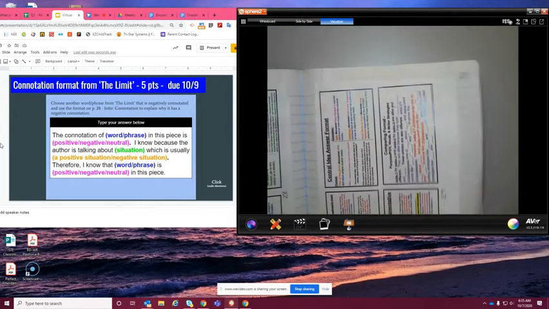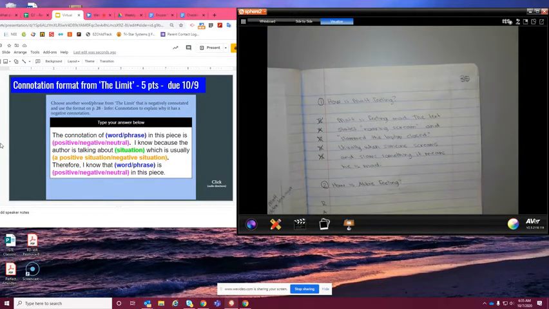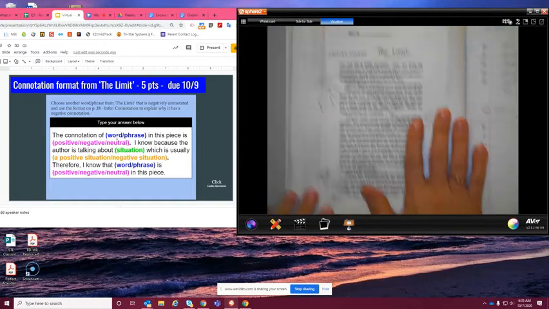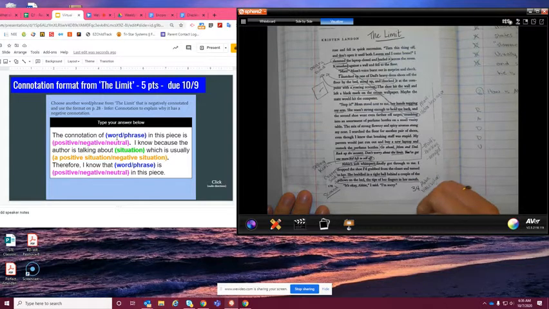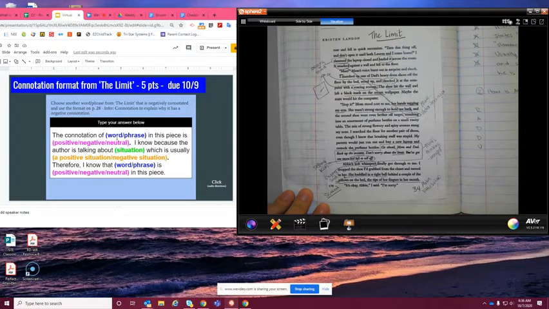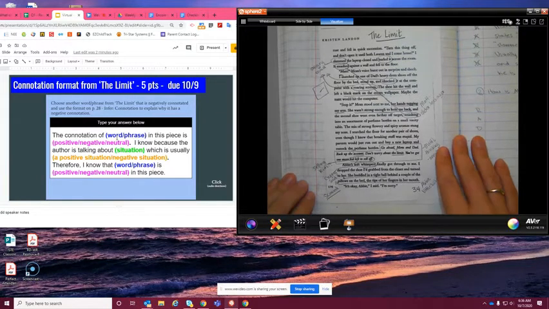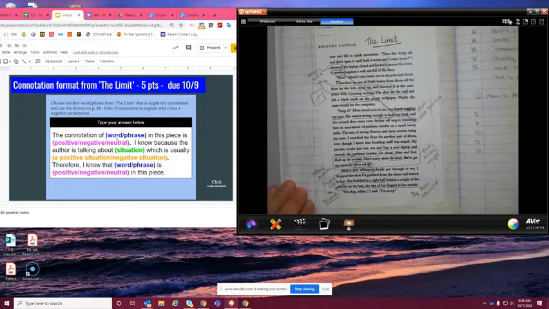All right, the next thing that you'll need to use, looking at what is on the screen right now, says connotation format from the limit, which is 5 points. It says choose another word or phrase from the limit that is negatively connotated. So you're going to be using the limit, and you are going to try to find a word or a phrase that is negatively connotated. And then you're going to use the format to explain why it is negatively connotated. So again, if you needed to look at that format, because it's already on the screen, you could do that.